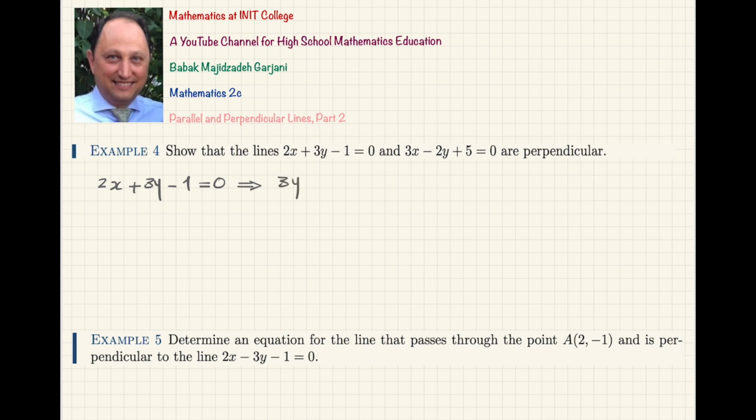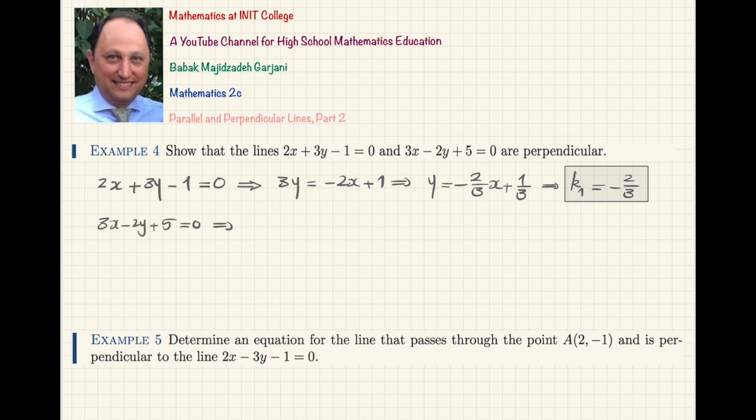So 3y is equal to minus 2x plus 1. I divide everything by 3, so it becomes minus 2/3 x plus 1 over 3. So the k value number 1 for the first line, for example, is minus 2/3. And then I will go to the other one, 3x minus 2y plus 5 is equal to 0. Then minus 2y is equal to minus 3x minus 5, divided by minus 2. This becomes 3 over 2 x plus 5 over 2. Now if I ask you what is the k value, you say that this is 3 over 2.